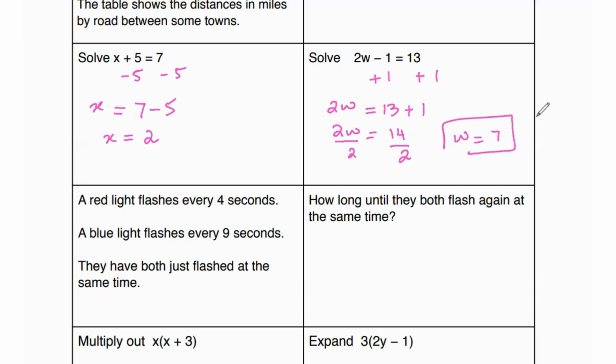So if you notice, whatever is happening with the number, we're doing the opposite thing. Initially, 1 was being subtracted, so to get rid of the 1, we added 1 on both sides. Initially, 2 was being multiplied to w, so to get rid of the 2, we are dividing both sides by 2. So that's how you solve linear equations where they're asking us to find the value of x.